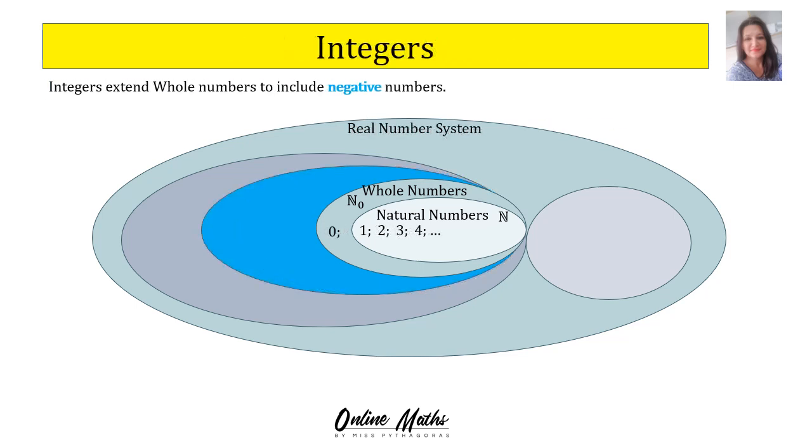Integers. Integers extend the whole numbers to include negative numbers. The symbol for integers is a capital letter Z, and there you can see that integers now include negative numbers, 0 and the natural numbers.